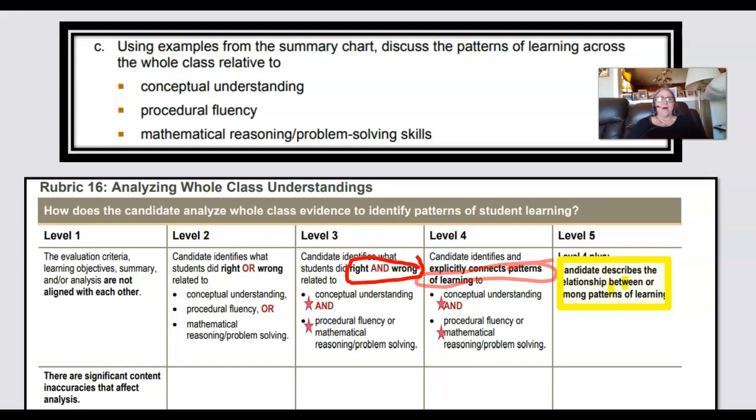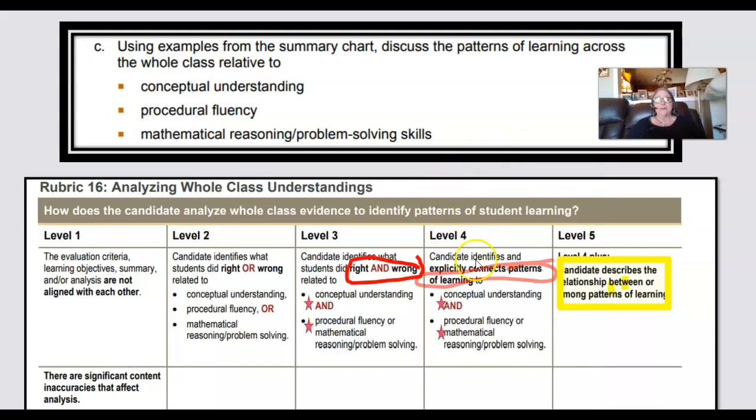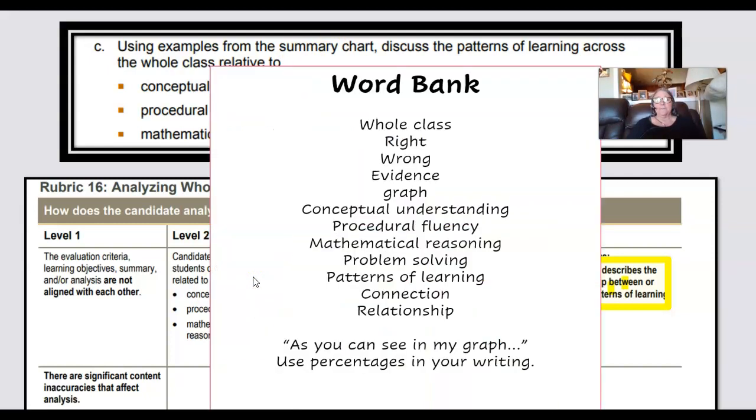And that would be a level 5 on this response. Now, when you write this response, it's always good to make a word bank. I'm pulling this word bank from the question and from the rubric itself. So you want to talk about your whole class, right, wrong, evidence, graph. That's when you're going to be referring to your graph.